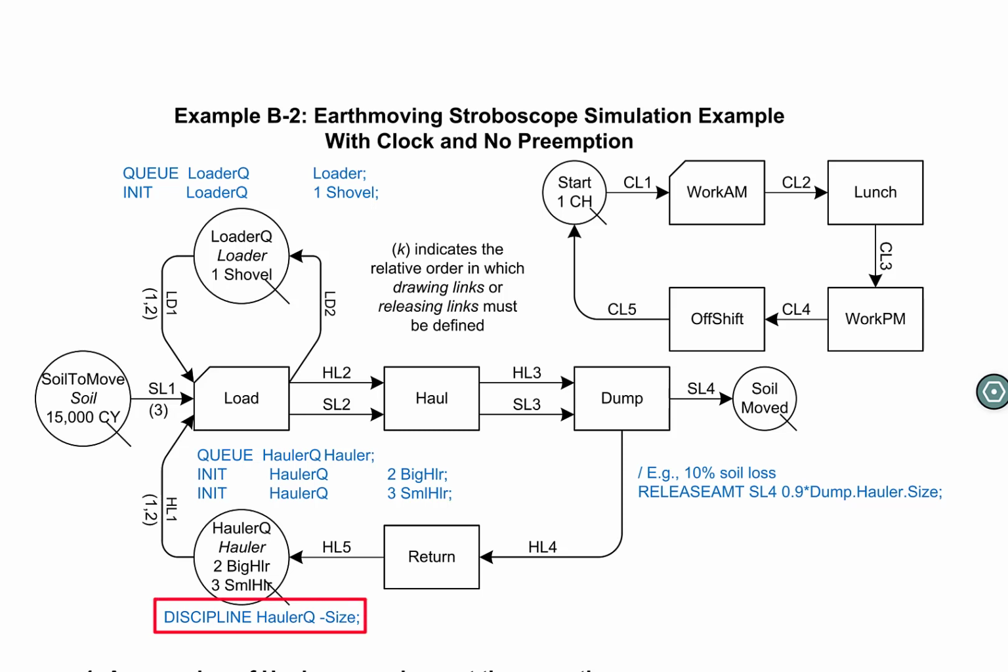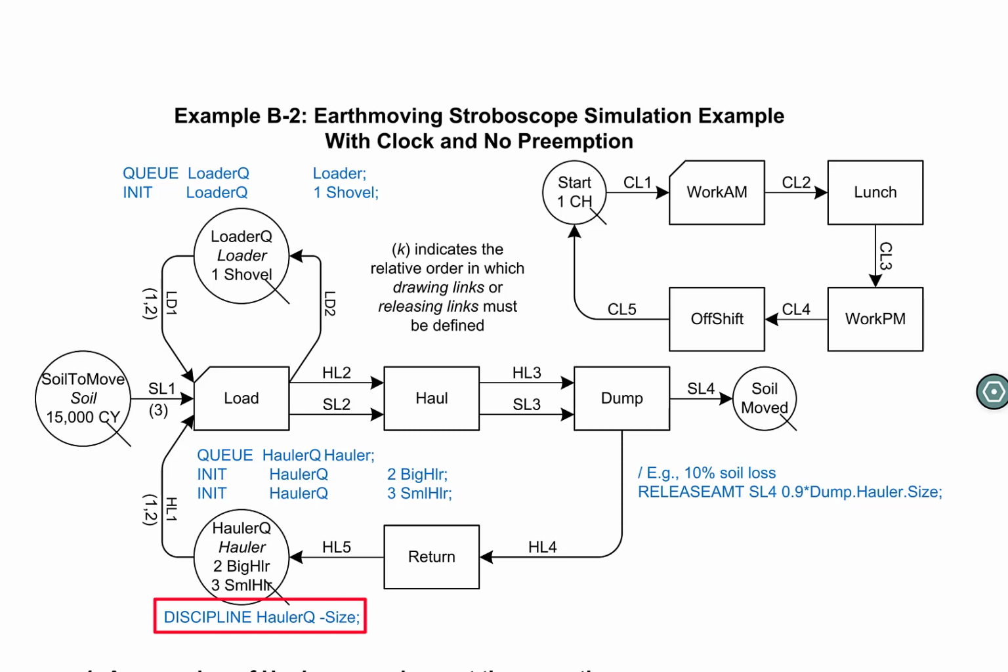Queues have a property called discipline, which we can change by using the discipline statement. Shown here is a discipline statement applied to the queue hauler queue that arranges haulers according to their size. Haulers in hauler queue can be arranged according to one of their properties. In this example, they're arranged according to size. The formula minus size means that when a big hauler enters the queue hauler queue, it will be positioned in front of any small haulers already in the queue, but behind any other big hauler that is already in queue.